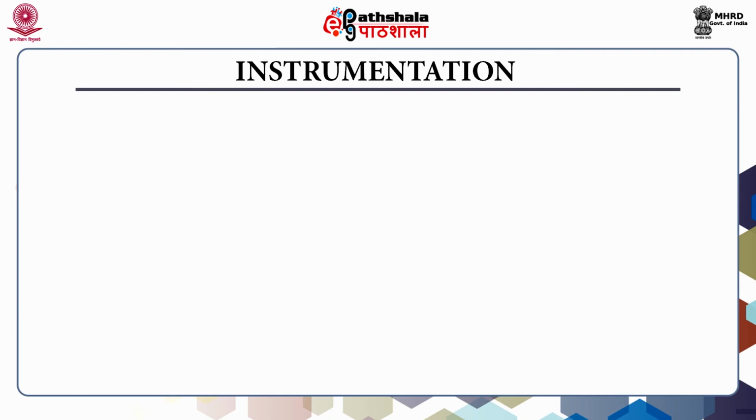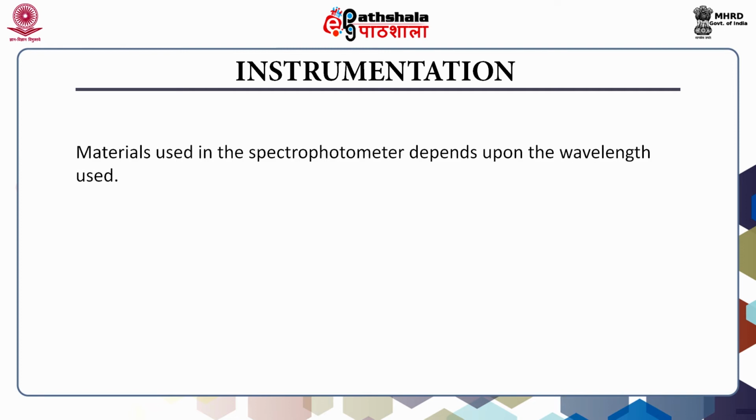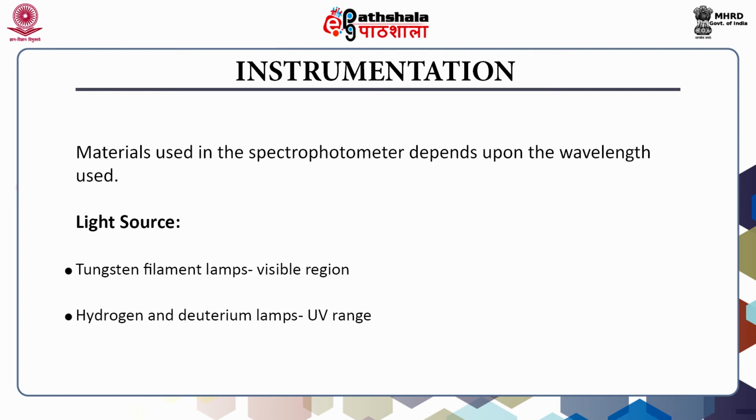Spectrophotometer covers the range of wavelengths in both the UV and visible region. Materials used in the spectrophotometer depend upon the wavelength used. Tungsten filament lamps are used in the visible region, and hydrogen and deuterium lamps are used in the UV range. In UV visible spectrophotometer, both the lamps are switched on, covering the visible as well as the UV range, and it depends on the user which lamp to be used for which purpose. For this, a mechanical switch is available for directing the light along the optical axis.